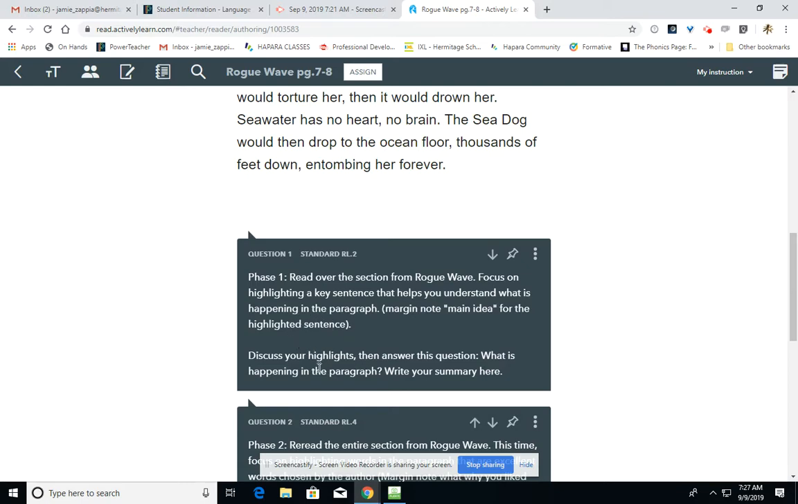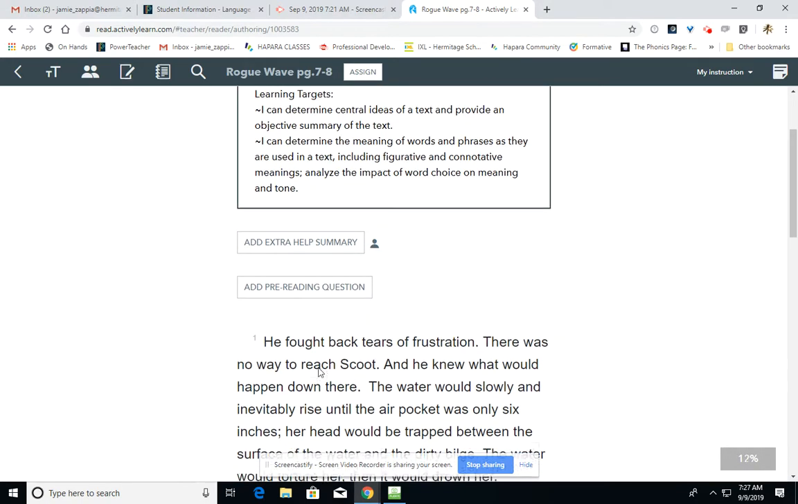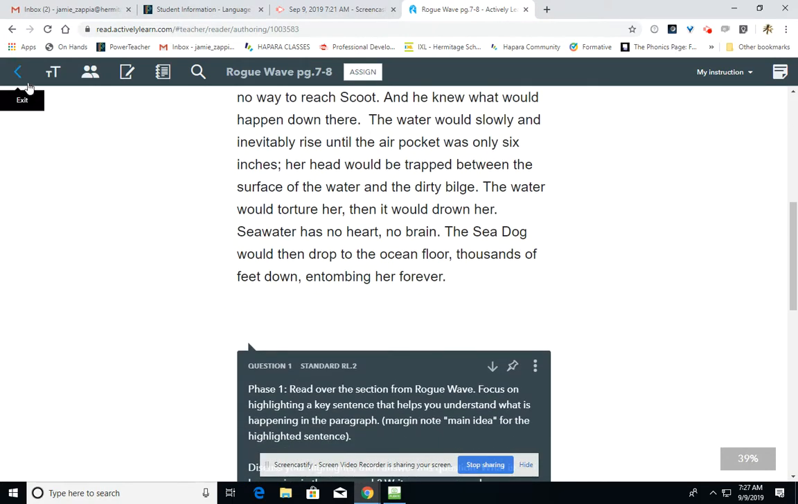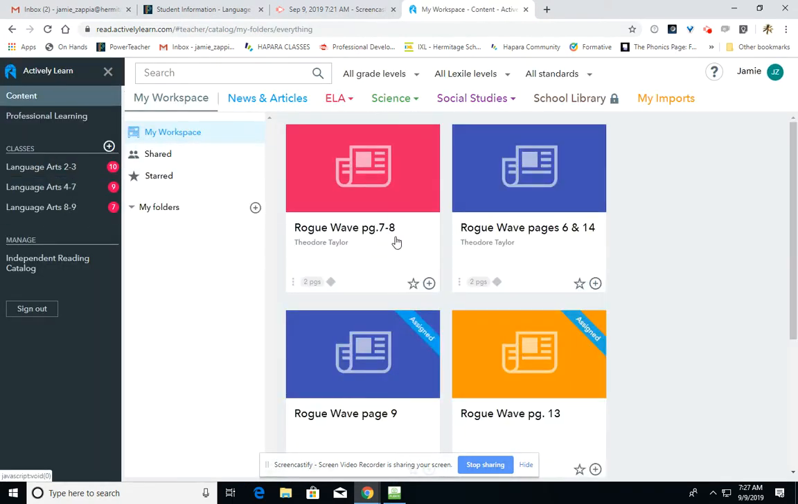And then you're going to explain and tell us what your summary is for that section as well. So make sure that you do that. As I'm looking at it, I realize that was tomorrow's, but the first section is the same.